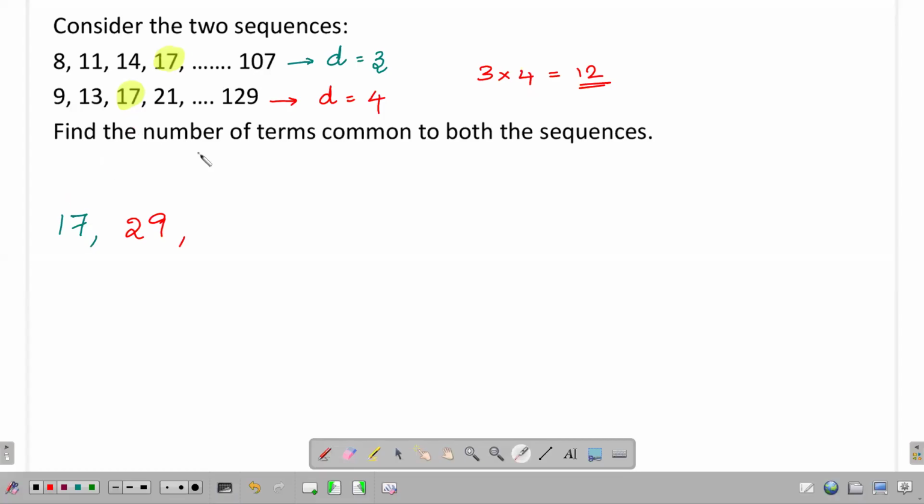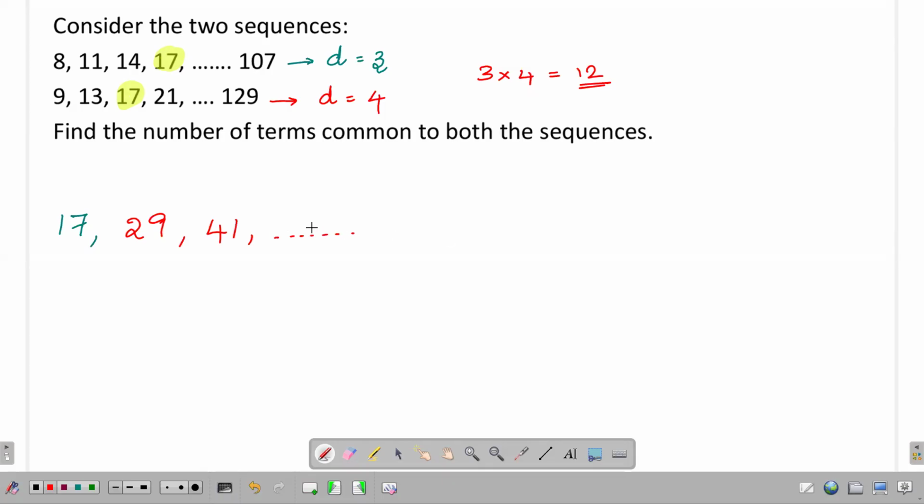You want to check? You can check. In the first sequence, 17, 18, 19, 20, 21, up to 29 comes. Look at the second: 9, 10, 11, 12, 13, up to 29. See, 29 is common in the first as well as in the second sequence. What about the next term? 29 plus 12 is equal to 41, right? 29, 39, 40, 41. So on and so forth.